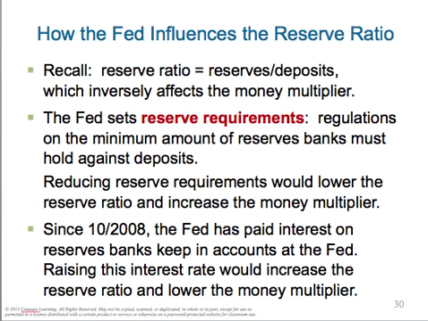Now, how they can influence the reserve ratio, the Fed that is. Recall that the reserve ratio is your reserves divided by your deposits, which inversely affects the money multiplier. Remember how those things were linked as we derived them earlier in this chapter? Rewind if you don't remember, do the reading.